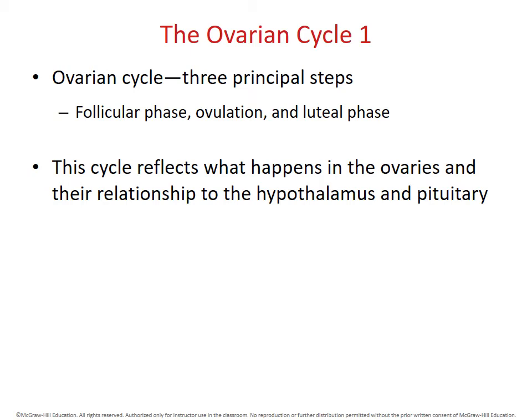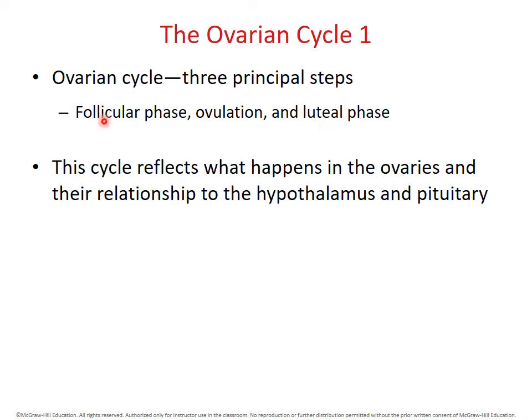Okay, so that's the story of oogenesis and how it correlates with the different follicles that we see. Now, your authors like to talk about the ovarian cycle in 3 phases. This is a 28-day phase. So we're not talking about the follicular development. We're just talking about a 28-day cycle now of what we observe happening in the ovary.